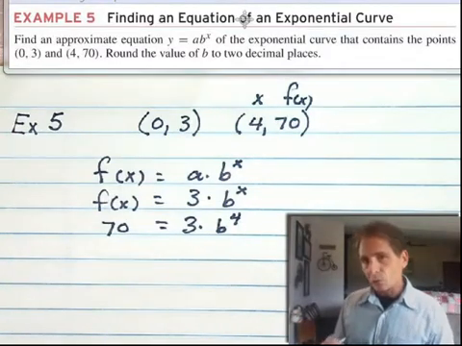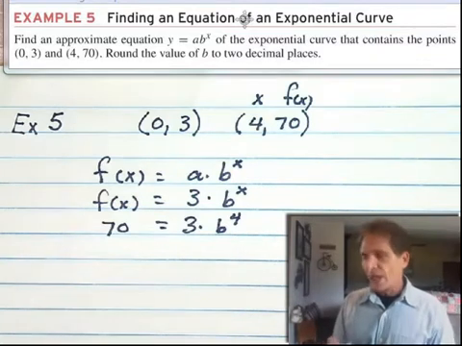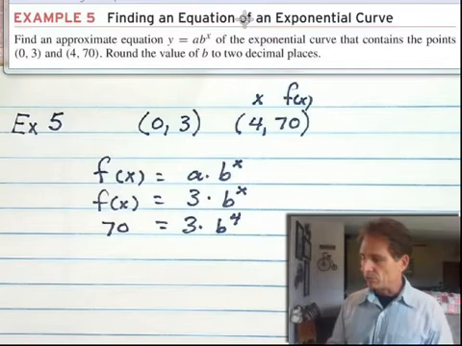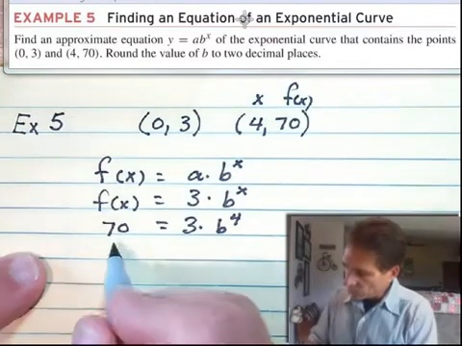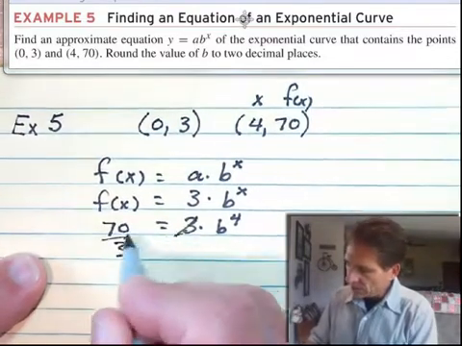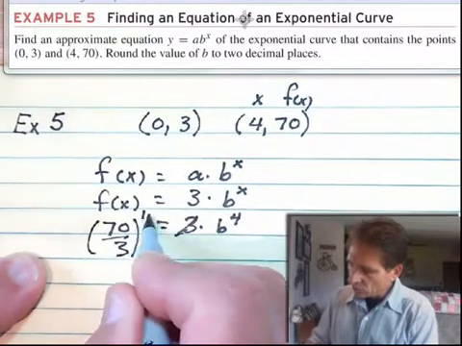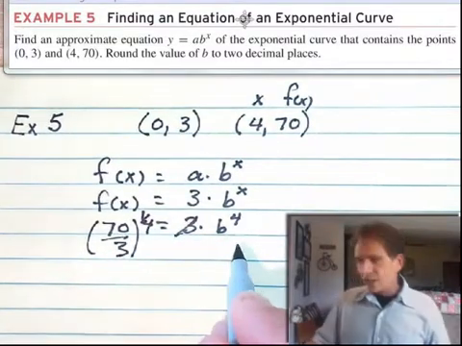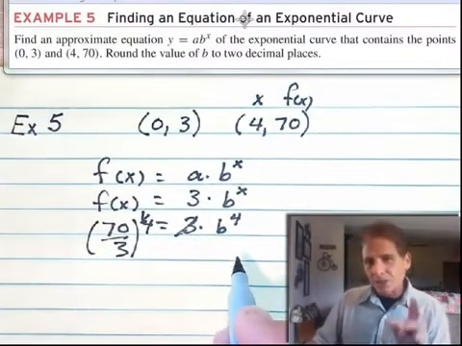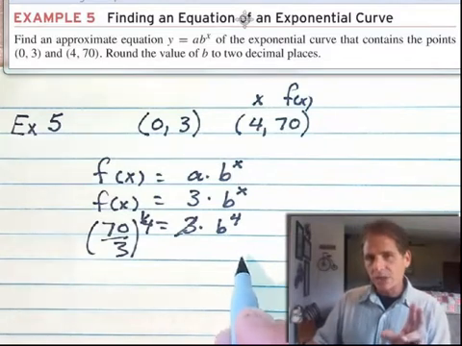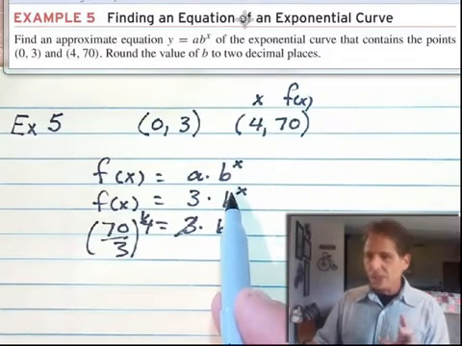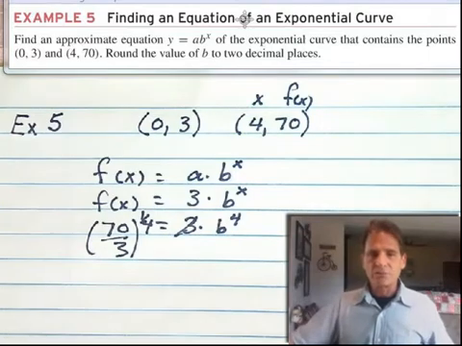So to solve this, we would divide both sides by 3 and raise both sides to the power of 1/4. So let's do that real quick. So divide by 3 and raise to the 1/4. And again, we would get normally a plus minus here, but because we're talking about an exponential function, the b is always positive. So let's get our calculator.